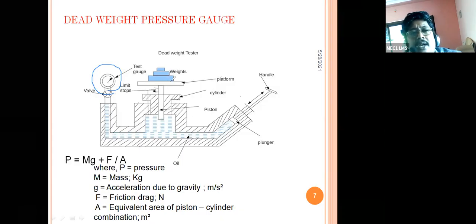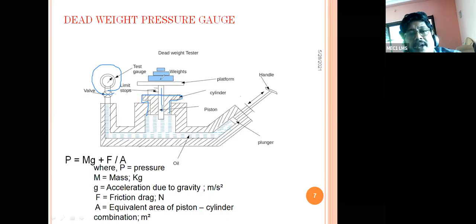Then it consists of weights, and one platform, and a cylinder and piston. This is a piston and this is a cylinder, and inside the cylinder some oil or fluid is there. On the other side, a plunger is there. Firstly, this test gauge is not there. It is not attached to the tester.